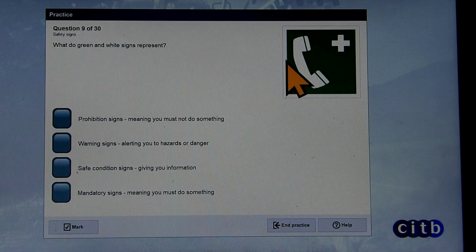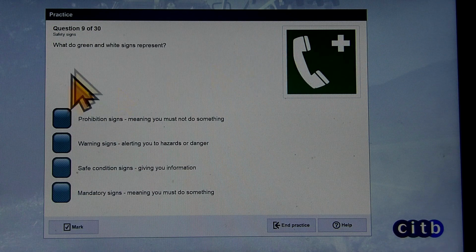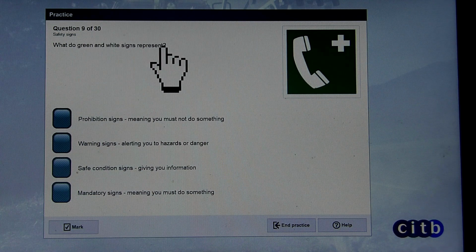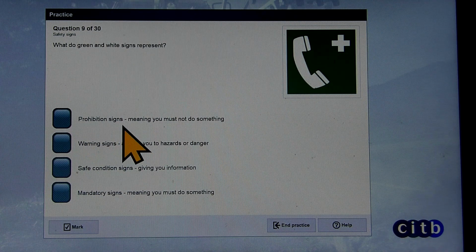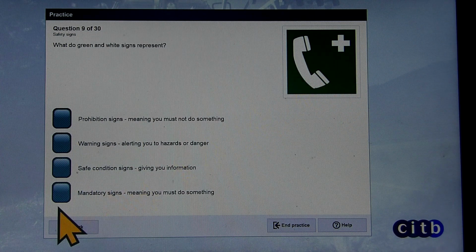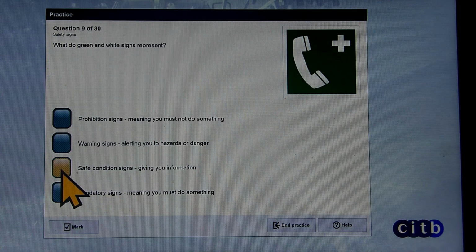Let's see this one. What do green and white signs represent? Prohibition signs? Warning signs? Safe condition signs? Mandatory signs? So the answer is safe condition signs, giving you information.